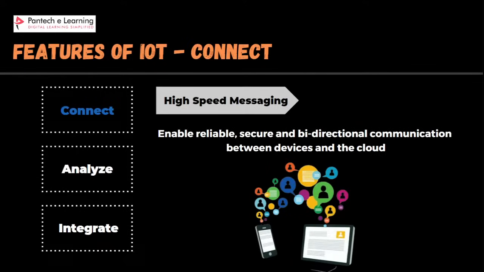This basically means that there needs to be a reliable, secure and bidirectional communication channel between the devices and the platform. The purpose of it being bidirectional is that you need to control each one of them as well. For example, if I want to switch on the AC, then the signal would go from the cloud platform to the device. So every communication needs to be reliable, secure, and bidirectional as well.